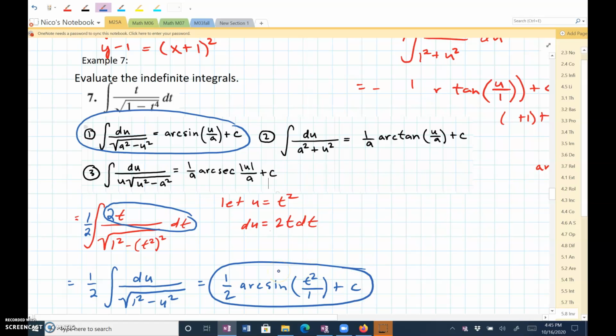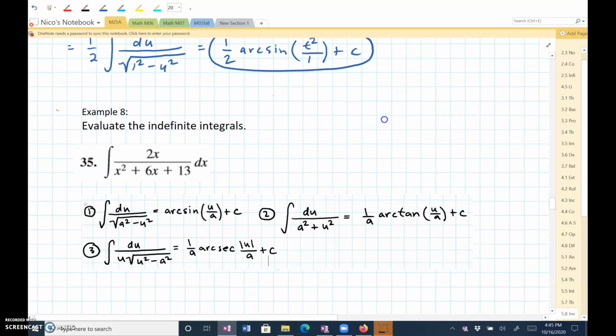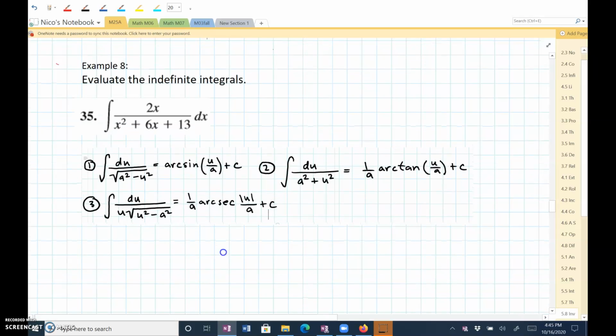So that one wasn't too bad. Let's look at example 8. Example 8. So notice if we let the denominator here, this x squared plus 6x plus 13, notice if I let that equal u, I'm going to get du equals 2x plus 6 dx.